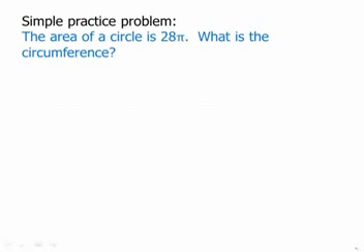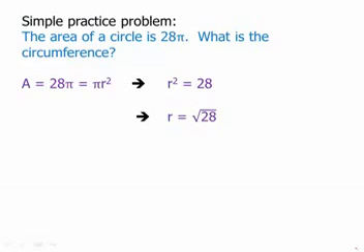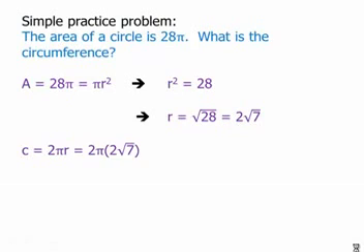Here's a very simple practice problem. Pause the video and then we'll talk about this. Okay, the area of a circle is 28 pi. What is the circumference? Well, set that area, 28 pi, equal to pi r squared, cancel the pi's, we get r squared equals 28, or r equals the square root of 28. Now, of course, we can simplify that to 2 root 7. The circumference equals 2 pi r. So 2 pi times 2 root 7 would be 4 pi root 7. And that is the circumference of the circle.